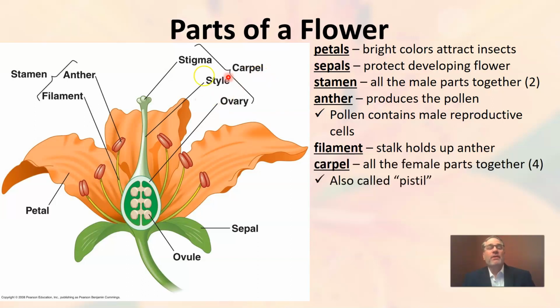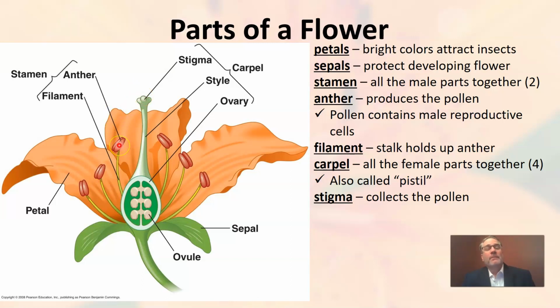Let's move over to our female parts. Remember, anther and filament are male parts. But when we look at our carpel, which is also called the pistil, the carpel is the female parts. So a stigma, style, ovary, and ovule are female parts of the flower. Our stigma is where the pollen has to make it to. We might say that this collects pollen. So pollen has to make it from an anther to a stigma for pollination to occur.